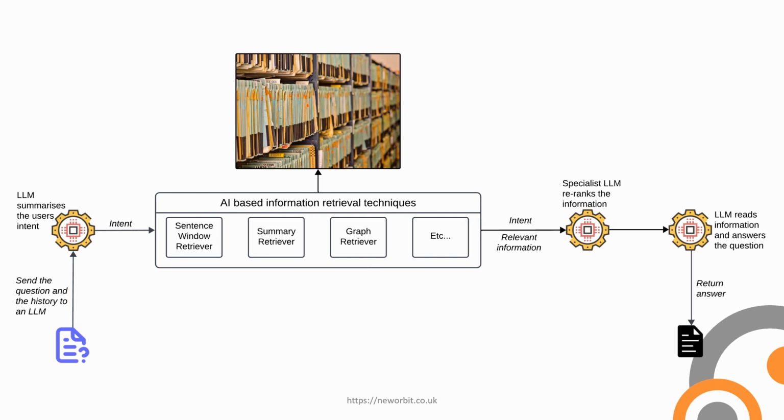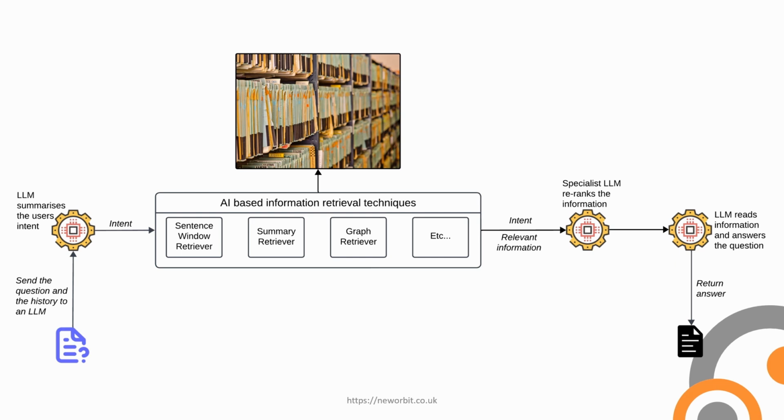Some are very focused on finding specific detail. Some are very focused on finding summaries, or even all the way up to things that can reason across your documents. So we use those techniques to find relevant bits of information from all of the text you have. We then take, say, the top 10 or 20, and we run them through another specialist language model, which will then re-rank the information to find the most important 3 or 4 bits of information that's most relevant to the question.